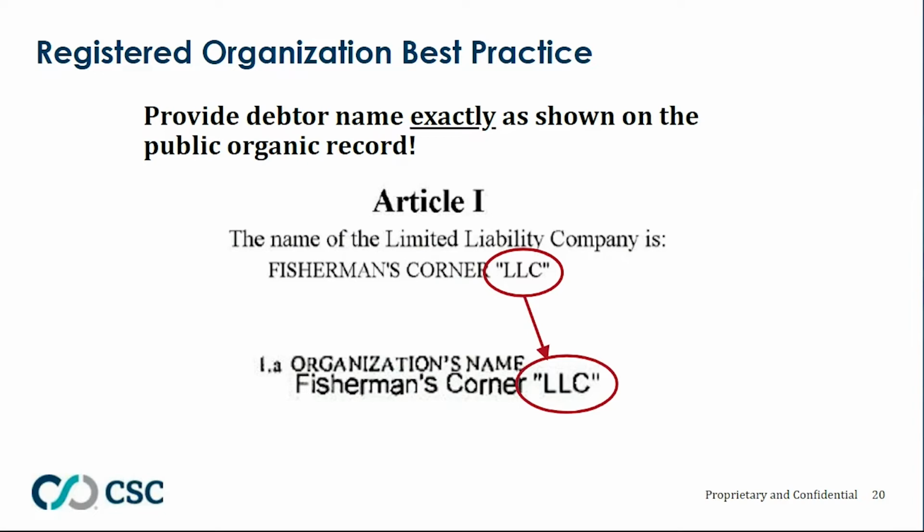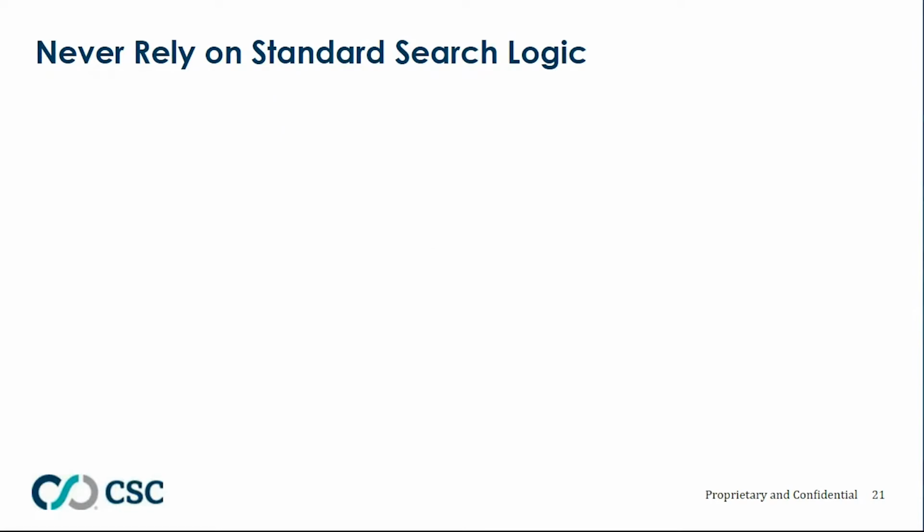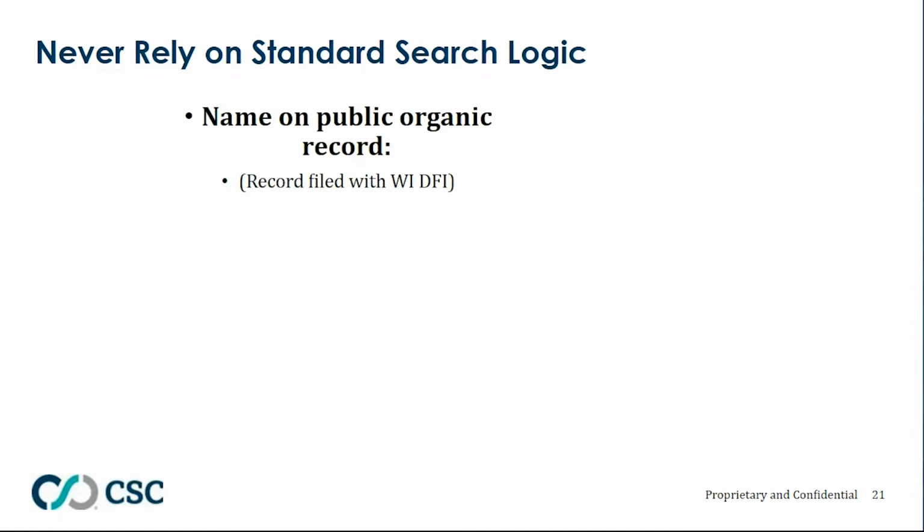Now remember, I mentioned never to rely on the standard search logic to get the debtor name or to prevent an insufficient debtor name from making a financing statement seriously misleading. Here's an example of why that's so important. The name on the public organic record for a particular debtor here, it was filed with the Wisconsin Department of Financial Institutions to form IS, Inc., period. So that's the name of the debtor.